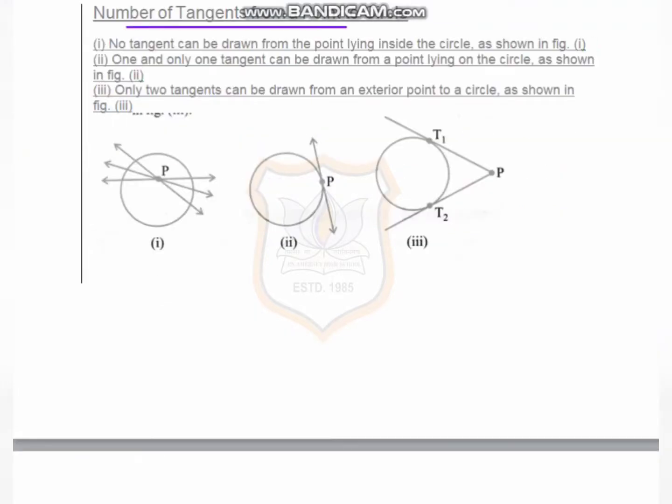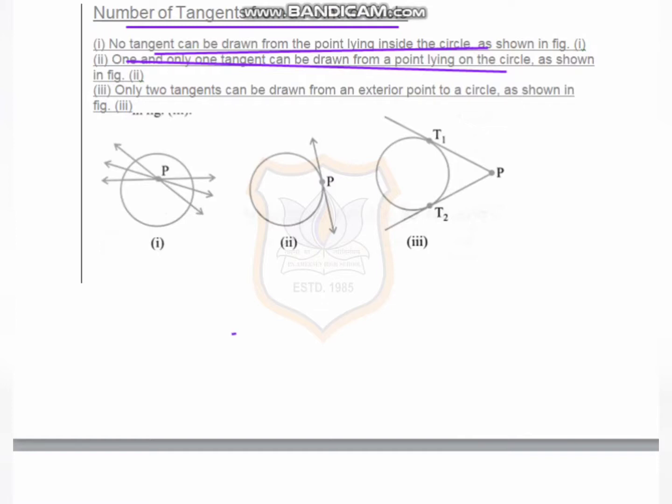Next is the number of tangents from a point to a circle. No tangent can be drawn from a point lying inside a circle, as shown in the figure. If we take a point inside the circle, we can't draw any tangent from it to the circle. In figure 2, one and only one tangent can be drawn from a point lying on a circle. If we take a point on a circle, we can draw only a single tangent to the circle.